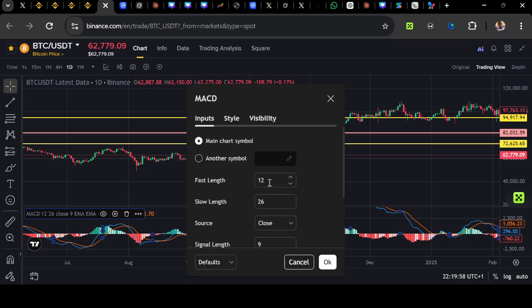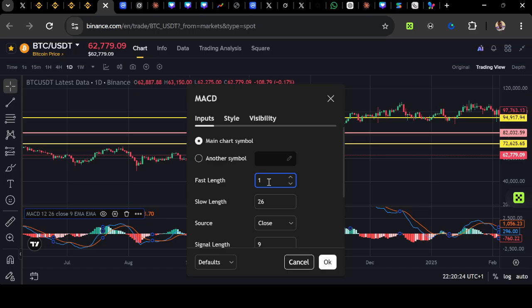Okay, now when you look at this, by default we have the fast length at 12 and the slow length at 26. What is the fast length? The fast length is actually referred to as the MACD line, which is this blue one here. Then the slow length refers to the orange one below it, which is the signal line.